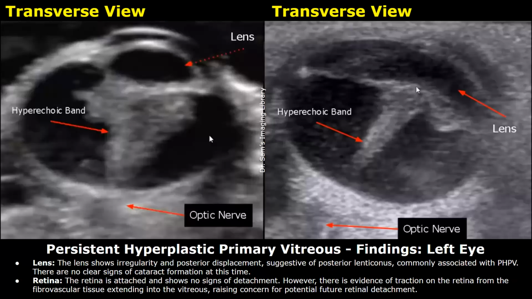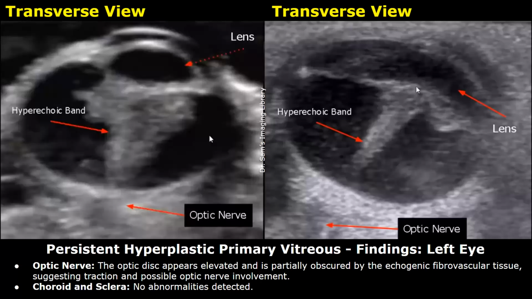The lens shows irregularity and posterior displacement, suggestive of posterior lenticonus, commonly associated with PHPV. There are no clear signs of cataract formation at this time. The retina is attached and shows no signs of detachment. However, there is evidence of traction on the retina from the fibrovascular tissue extending into the vitreous, raising concern for potential future retinal detachment.